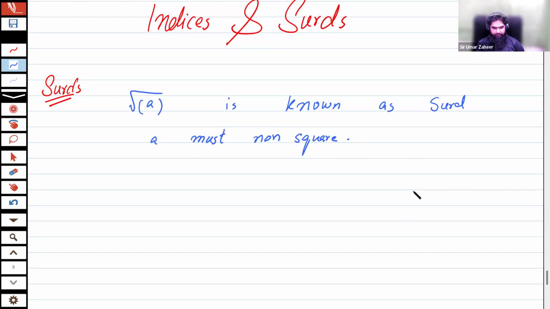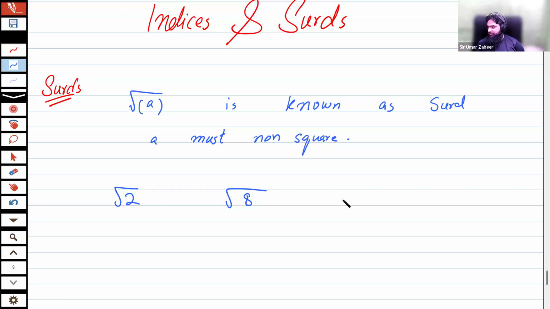For example, you have a square root of 2. It will be a surd because 2 is a non-square number. In the same way, for example, you have a square root of 8. 8 is not a perfect square number, so that's why it is going to be a surd as well.